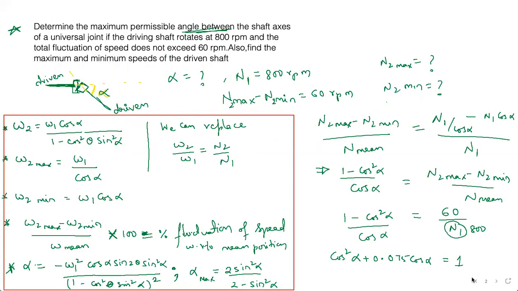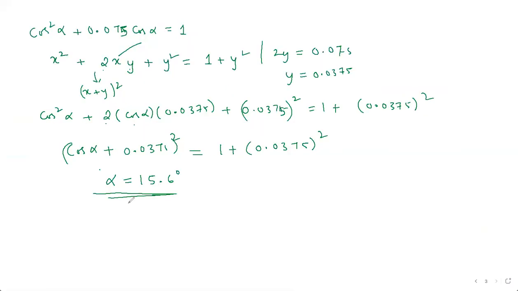Yes, we'll go to the question. We got the alpha value, and then we are asked for N2 max and N2 minimum. So what is N2 max? N2 max is N1 multiplied by cos alpha, right? This is the maximum value. No, sorry, N1 divided by cos alpha, maximum value.